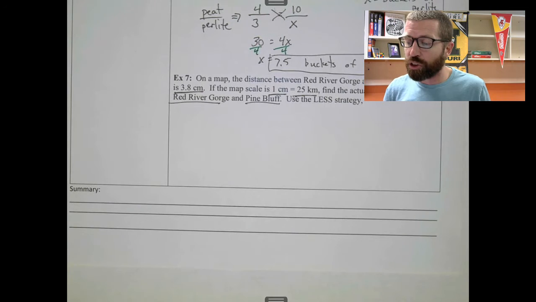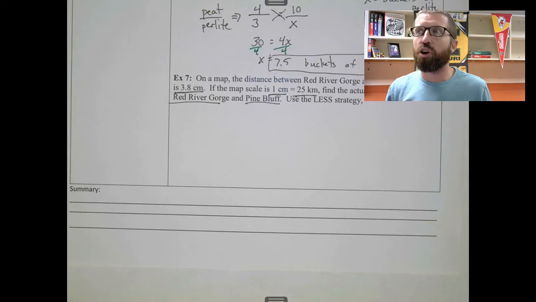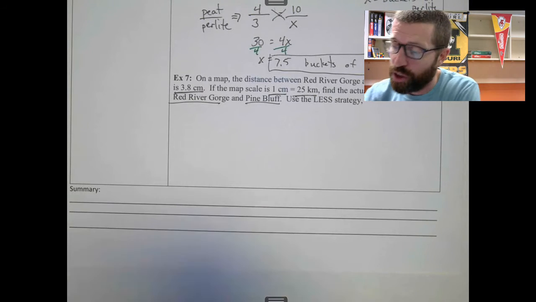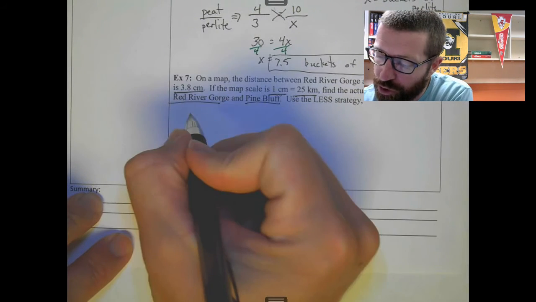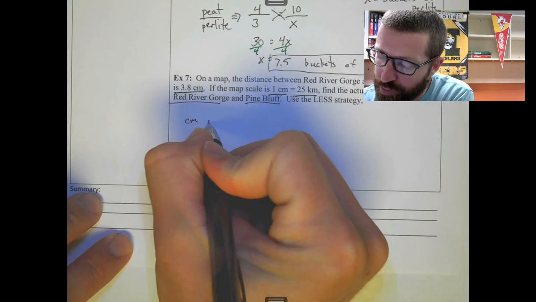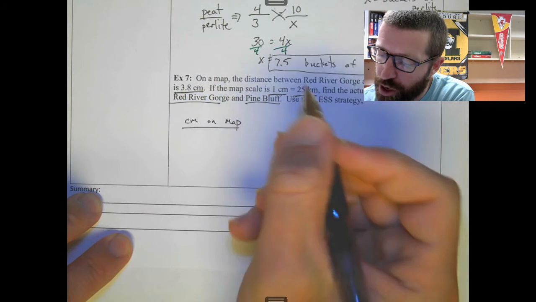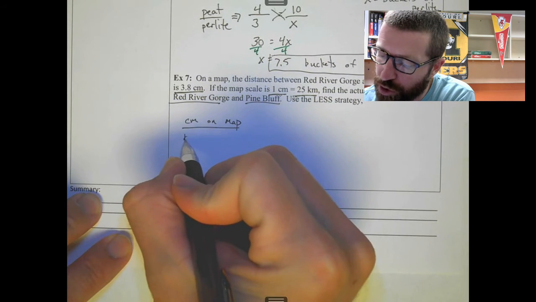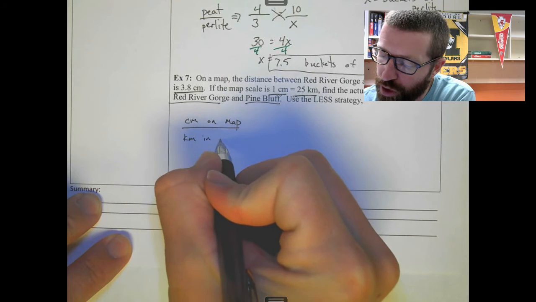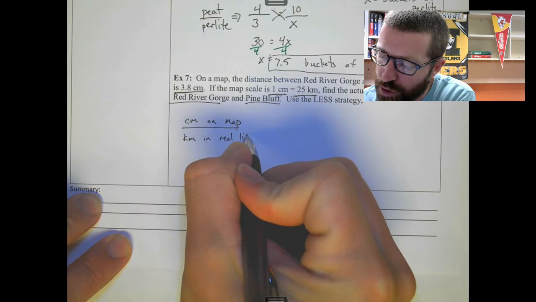And so this one's a little tricky because you got to think about what you're comparing. And the difference here is that our known comparison is given second. So we are comparing centimeters on the map compared to kilometers in real life.